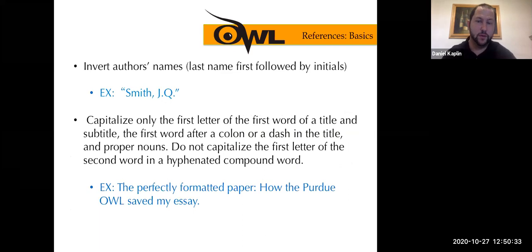When you talk about the title of the article, you only capitalize the first letter of the first word, or any proper noun, or any word that follows a colon. The example given by Purdue University is the perfectly formatted paper. So if this was the title of the article in the reference page, the T would be capitalized, the H after the colon would be capitalized because it's after that punctuation mark, and then the P of Purdue would be capitalized because it's a proper noun.